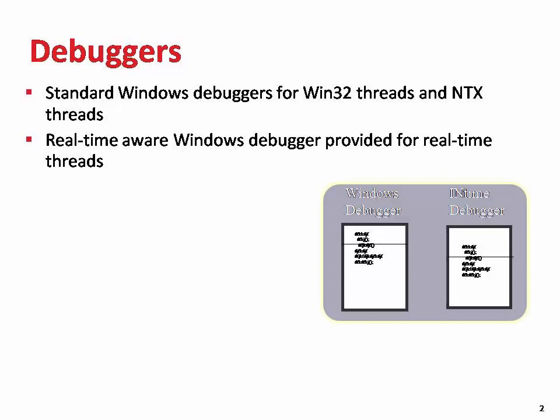EanTime provides real-time debuggers that you use in conjunction with the standard Windows debugger to view and debug application code simultaneously in the Windows and real-time environments.